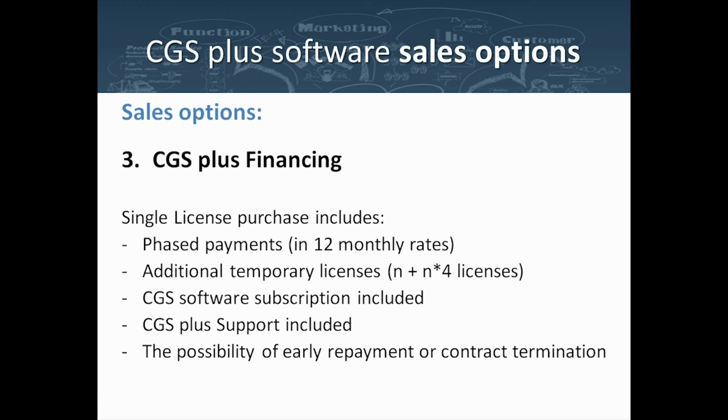CGS+ financing gives users the option to buy one license, which can be paid in 12 monthly rates, and receive additional 4 temporary licenses for the period of that 1 year of monthly payment. After 1 year, the contract can be prolonged, for example, for another year, which repeats the procedure. 1 license purchased and 4 additional temporary licenses for 1 year to be used. Therefore, equipping 5 working places with licenses from the beginning.